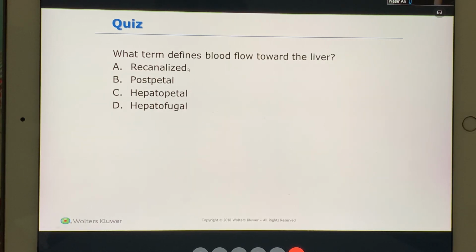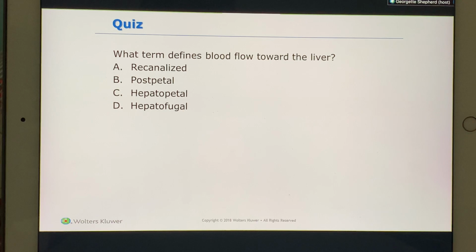What vessel recanalizes in the liver with cirrhosis? We don't see that question. What recanalizes with cirrhosis? Oh, the umbilical collateral vessel. Correct. The umbilical vein. It's the ligamentum teres, the umbilical vein that is inside the falciform ligament. Okay. What is hepatofugal? Away from the liver.